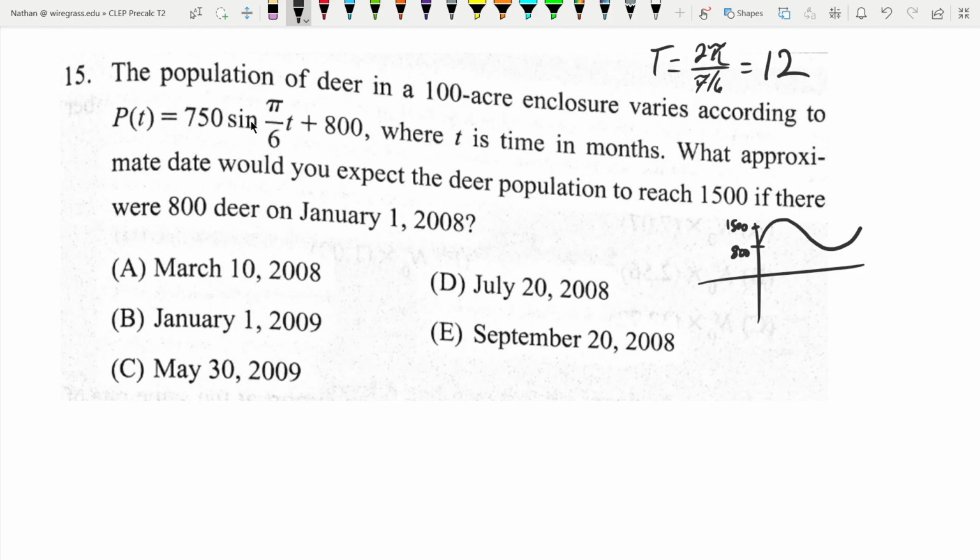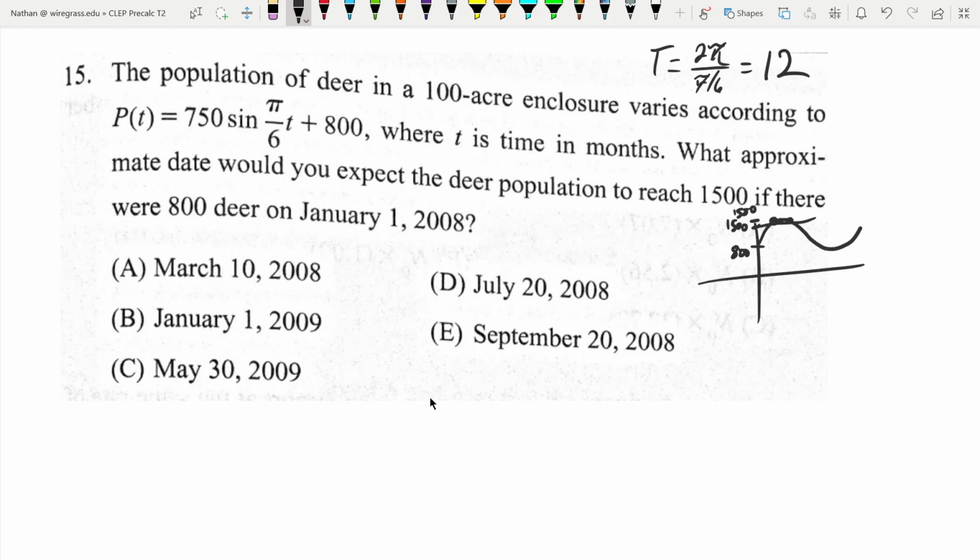And the maximum would be, right, sine can output a maximum of 1. So this would be 1 times 750. 750 plus 800 is 1550. So actually the highest point here is at 1550. So there's actually going to be 2 points where we expect the deer population to be at 1500. And when we solve this, we're going to get the first point. We have to keep that in mind for the solution.